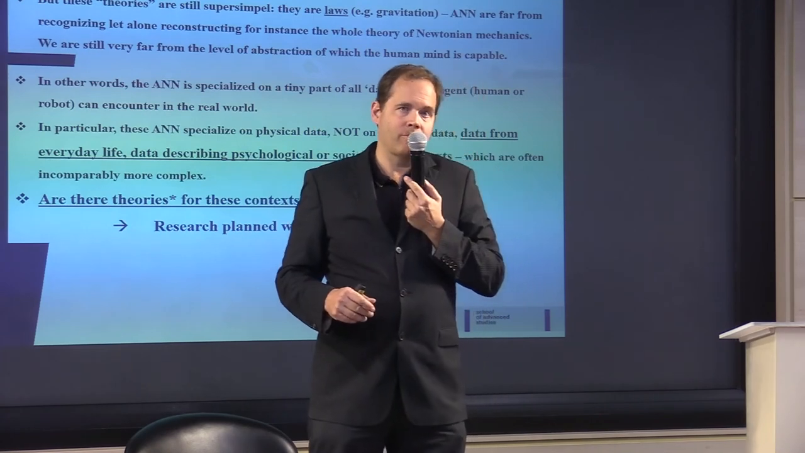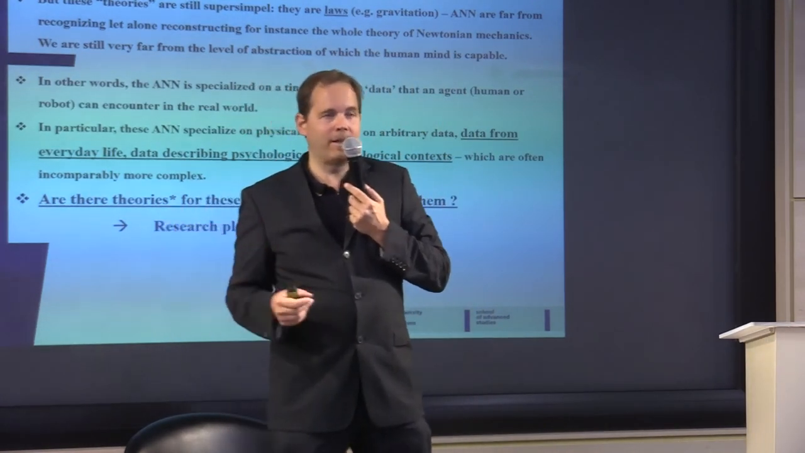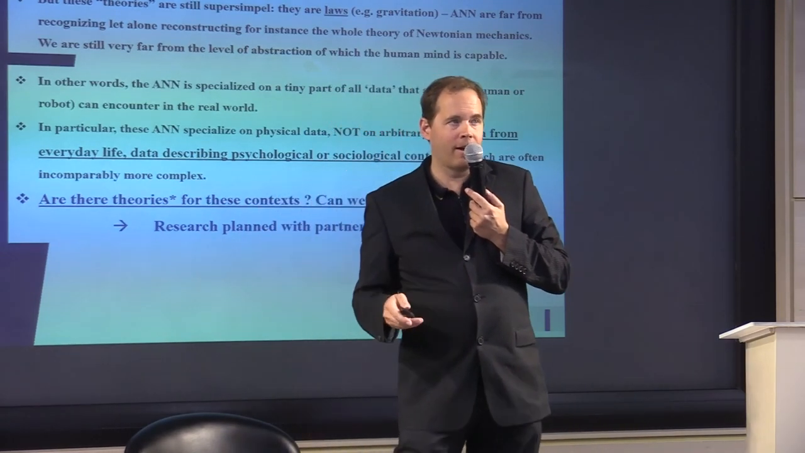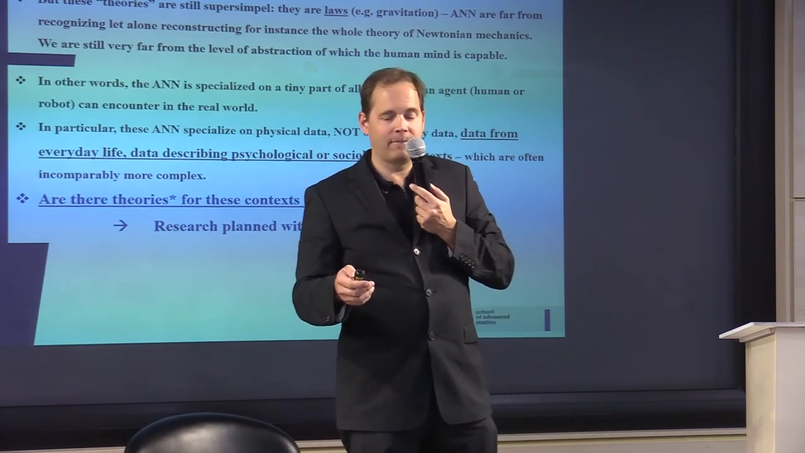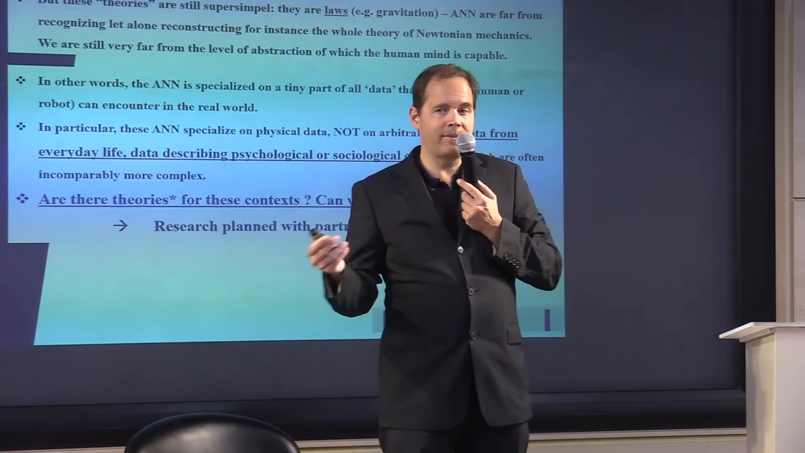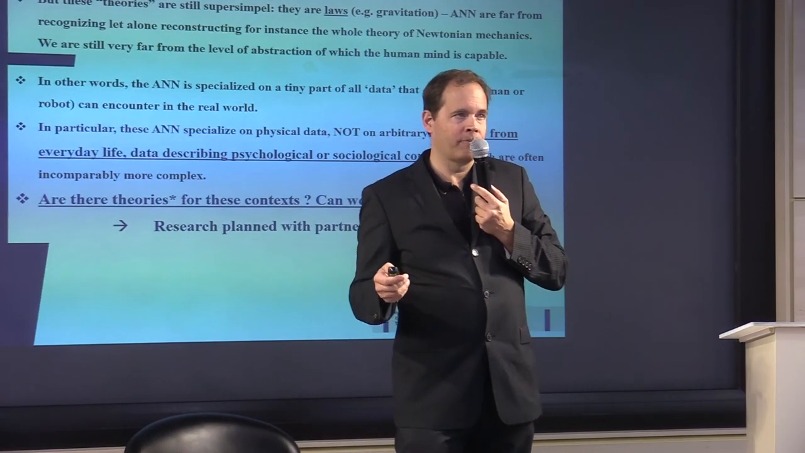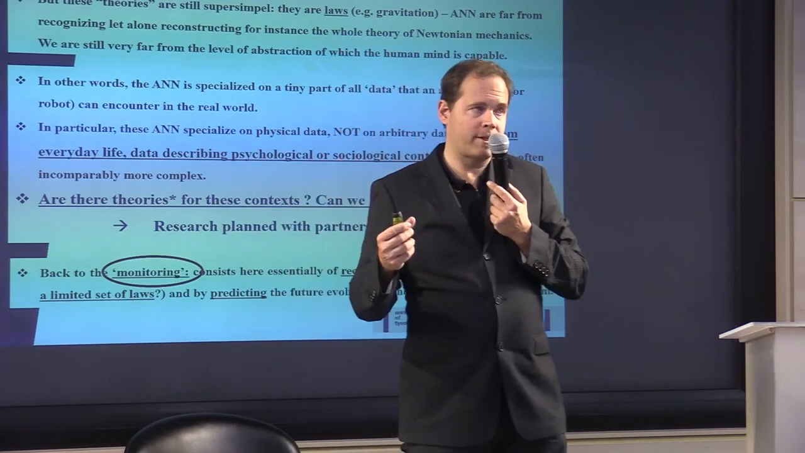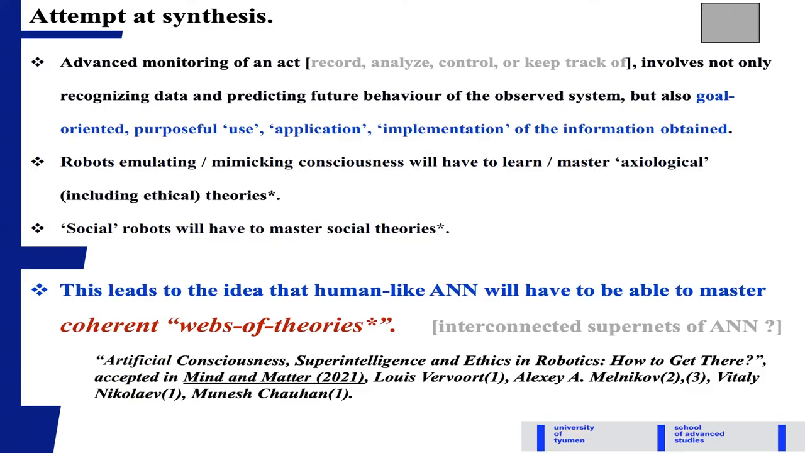And the CMT model says, well, if these robots really want to be good and natural social beings, if they really want to behave in a clever way in a social context, well, they will need to master social theories, at least. Okay. And we have one project in the pipeline to see if we can have ethical theories which can be codified, okay? Because ethics of artificial intelligence is a very hot topic. So that's another example of really fascinating research that can be done, and we hope to engage in that research. I think we are almost ready.